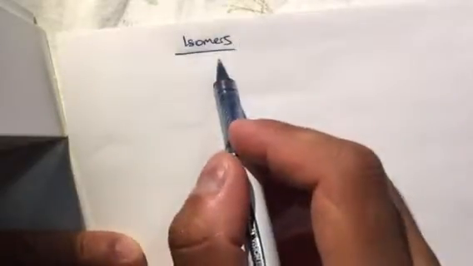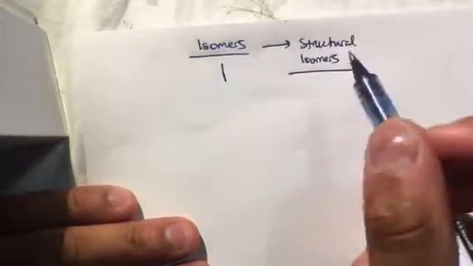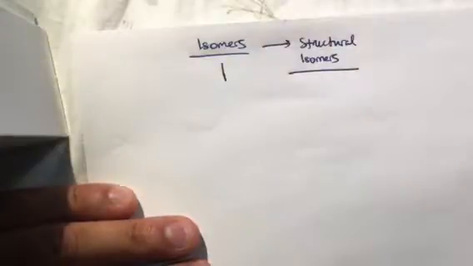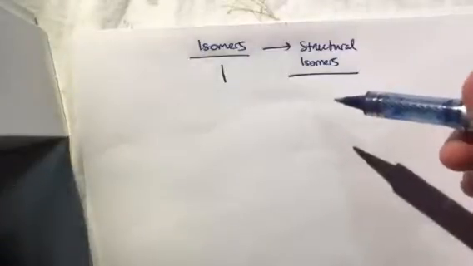So let's break down isomers. Okay, so isomers, there are two types. There are structural isomers, or so-called constitutional isomers, and stereoisomers. Now, structural isomers are fairly easier. Structural isomers have the exact same molecular formula, but how they differ is in how the compound is arranged.